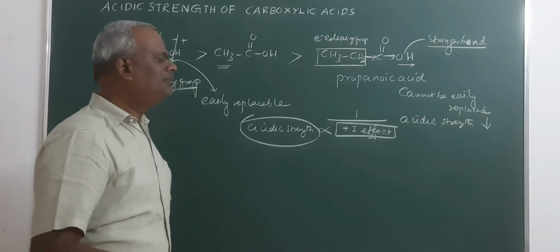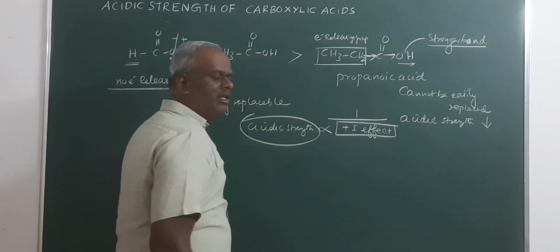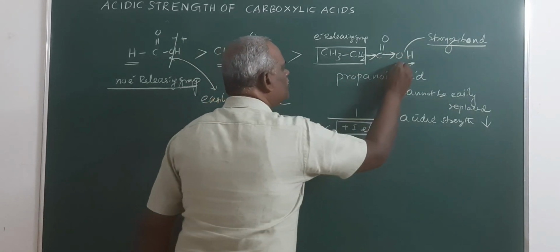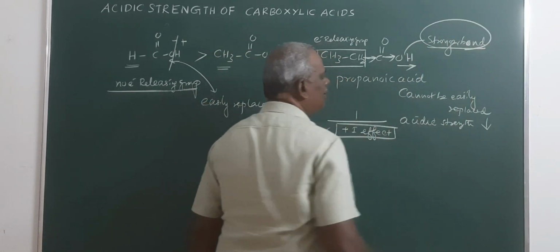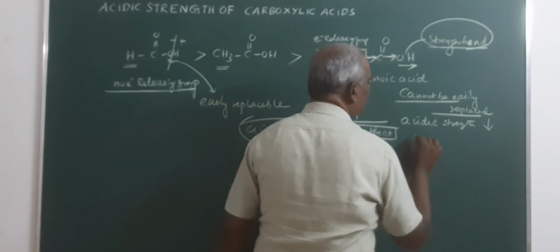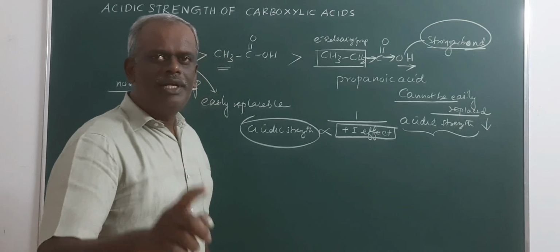Try to understand. This group is releasing electron towards the carbon. Carbon releases electron towards the oxygen. Oxygen is pushing electron towards the hydrogen. So the bond becomes stronger, which means this hydrogen cannot be easily replaced. Ultimately, acidic strength decreases. Is it clear?